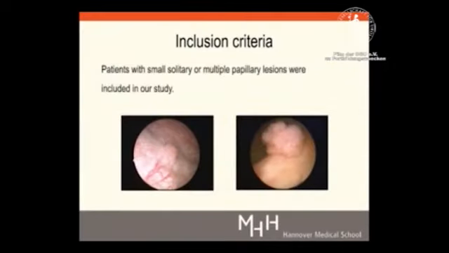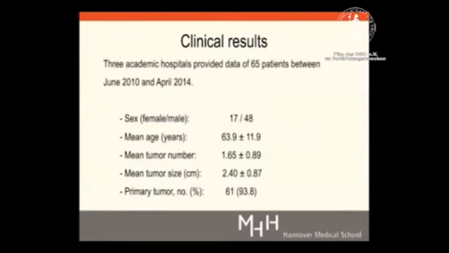Inclusion criteria. Patients with small solitary or multiple papillary lesions were included in our study. Clinical results. 3 academic hospitals provided prospectively collected data of 65 patients that were treated by laser en bloc resection between June 2010 and April 2014. 17 female and 48 male patients with a mean age of 63.9 years were included. The average tumor number was 1.65 and the mean tumor size was 2.4 centimeters.